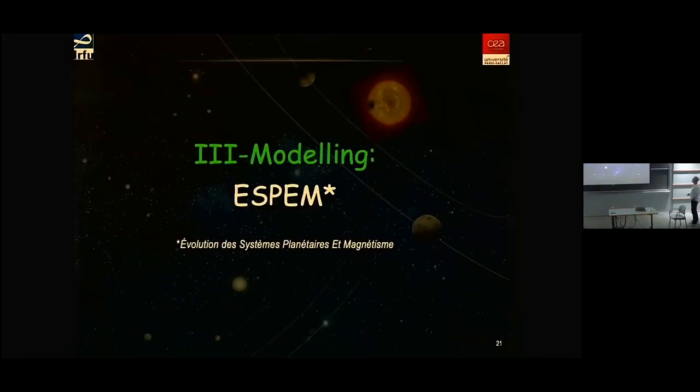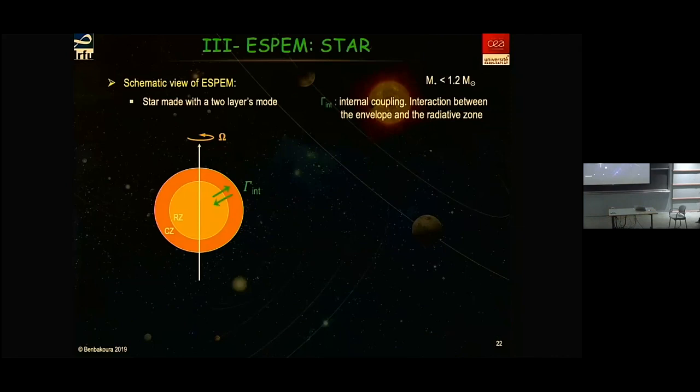I have to start to speed up. This is the model that we are going to use, which simulates the star with 2 layers: the convective zone and the radiative zone. The first torque we are going to analyze is the internal coupling. Of course, as this is a single structure like that, it's for a star with a mass below 1.2 solar masses. We add the torque from the winds.